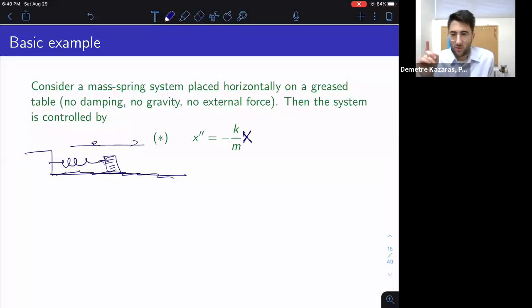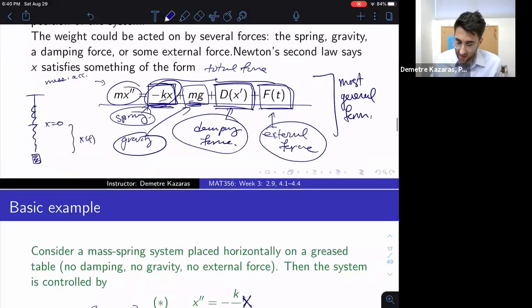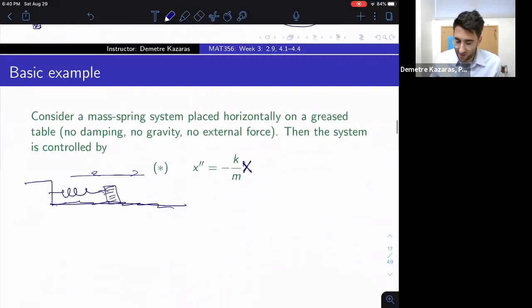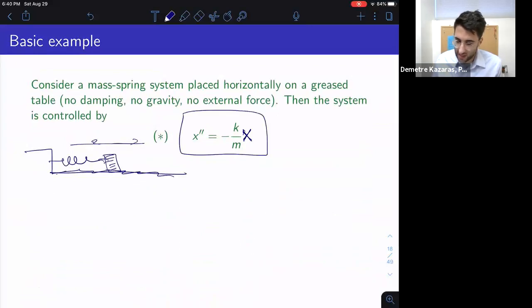Okay, so no external force, no damping, no gravity, and then if you write down that equation that we just looked at here, everything except the spring disappears, and you're just left with this simple looking differential equation. So you can imagine the prototype equation would be, that number k depends on the spring, m depends on the weight, it's the mass. So those are just numbers, but the prototype is something like x double prime is equal to minus x.